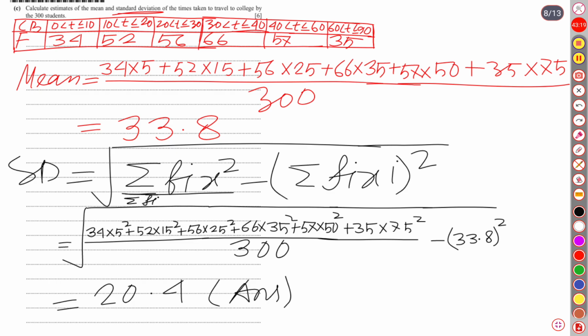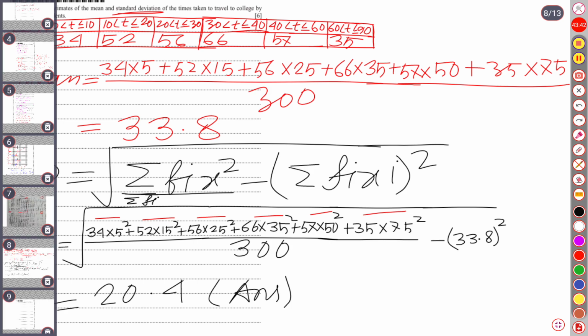In total there are 6 classes: 1, 2, 3, 4, 5 as well as 6. Yes, we have written all of them. So this is the standard deviation. Standard deviation is the square root of variance. Let's see the next question.